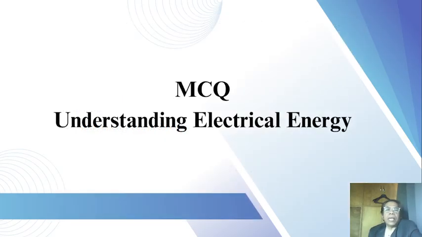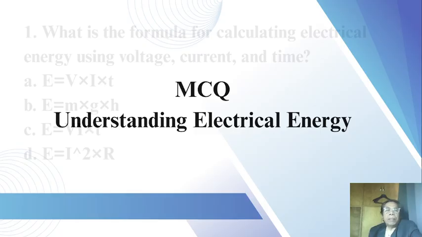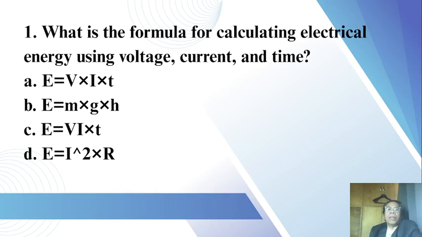Okay, so MCQ now for our lesson number 5. Number 1. What is the formula for calculating electrical energy using voltage, current, and time? Letter A. E equals V times I times T. Letter B, E equals M times G times H. Letter C, E equals V I times T. And then letter D, E equals I squared times R.